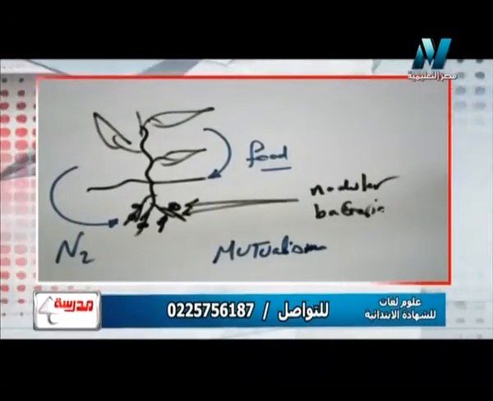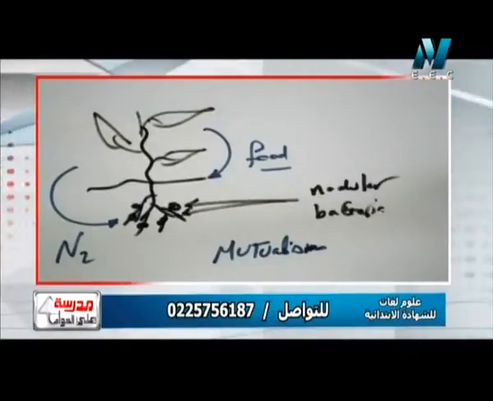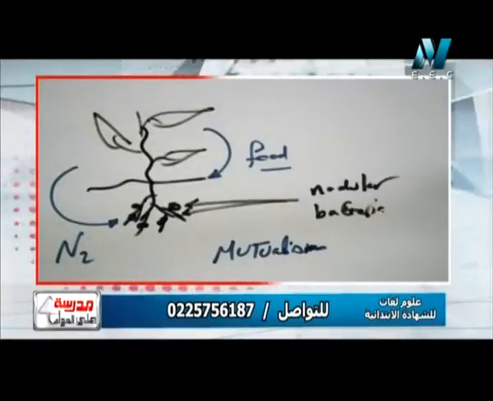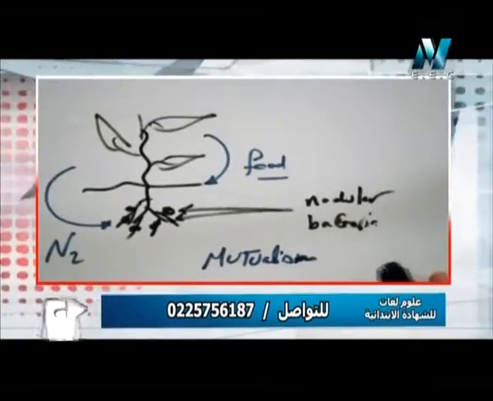There is a very important relationship between the bacteria and bean plant. What is this relationship? It's mutualism, meaning mutual benefit. In this relationship, the bean plant gets nitrogen from the atmosphere by the help of bacteria to synthesize protein substance, and the bacteria also benefit by getting their food from the plant itself.